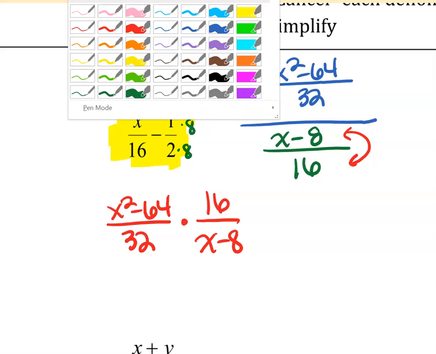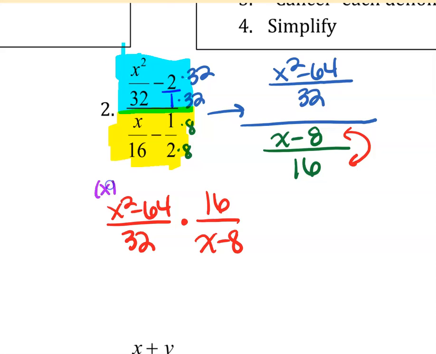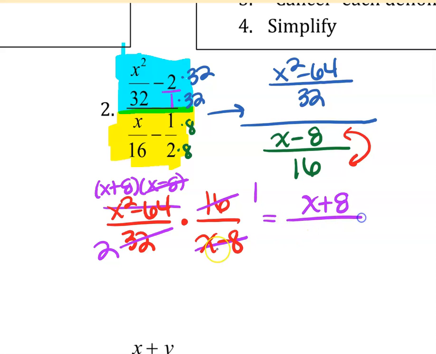So like this numerator, I'm seeing factors to x plus 8, x minus 8. Okay, so then I can cancel x minus 8 with x minus 8. Now I can also cancel the 32 and the 16 by dividing each by 16. So that means in the numerator, I'm left with x plus 8. In the denominator, I just have 2. So it reduces to x plus 8 over 2.